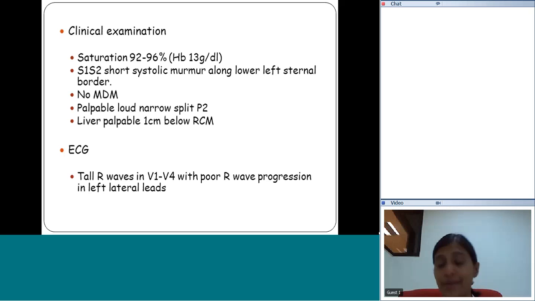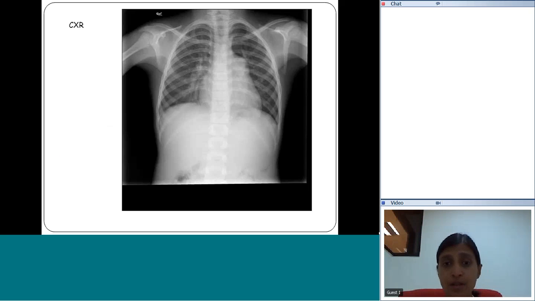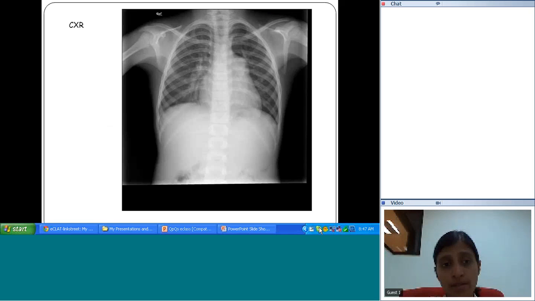This was his X-ray. So what do you guys think about this X-ray? Can I have some sort of input? I think I've been talking for too long now. Any comments on the X-ray? Excellent.